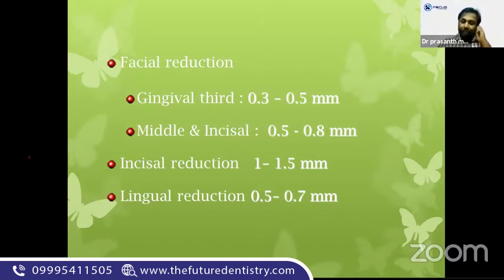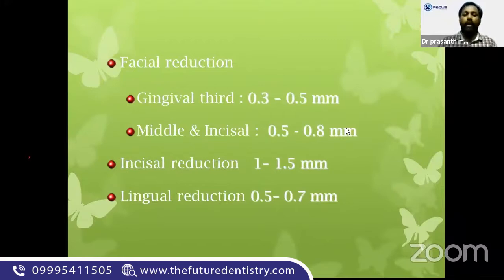Clear. Incisal reduction, 1 to 1.5 mm. If you are going for an incisal reduction, it will be around 1 to 1.5 mm. And lingual reduction, if you are going for a lingual coverage also, slight incisal coverage can be given for veneers. So that is 0.5 to 0.7 mm.